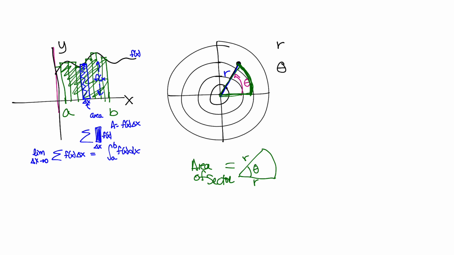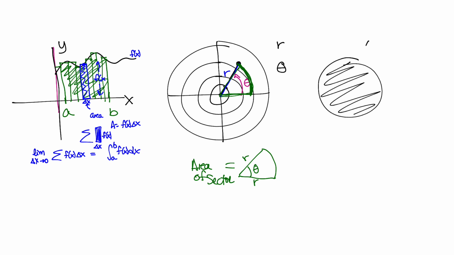So I have a question. Let's say I have a circle right here, and I know this circle has a radius of r. Can you tell me the area of that circle? Pi r squared. Exactly, pi r squared. So the area of the whole circle is pi r squared. So my question is, what's the area of a sector of the circle?